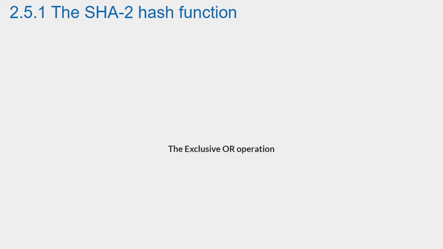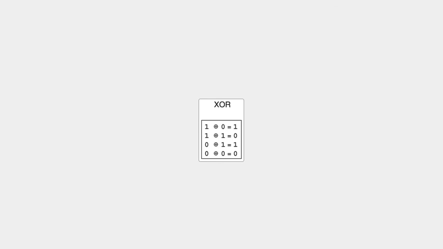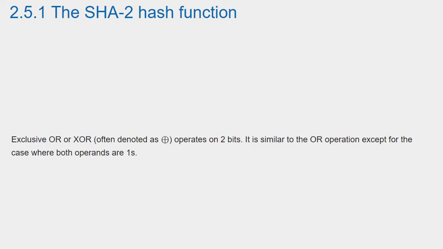The exclusive OR operation. To understand what follows, you need to understand the XOR, or exclusive OR, operation. XOR is a bitwise operation, meaning that it operates on bits. The following figure shows how this works. XOR is ubiquitous in cryptography, so make sure you remember it. Exclusive OR, or XOR, often denoted as this symbol, operates on 2 bits. It is similar to the OR operation except for the case where both operands are 1s.